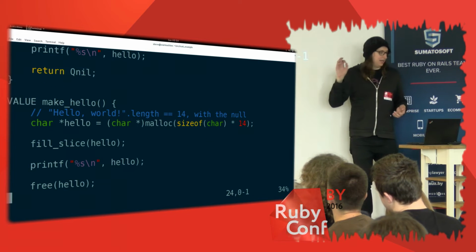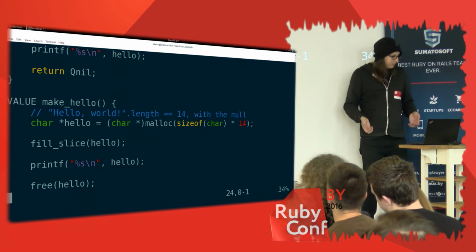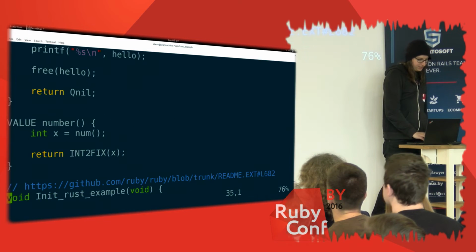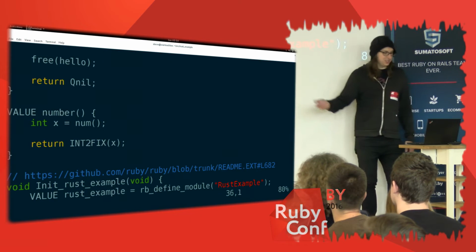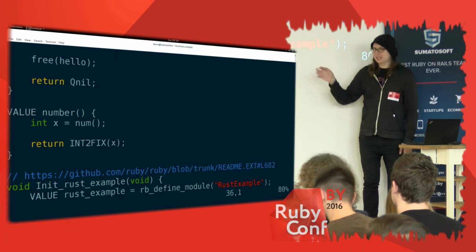Make hello does the same thing. It allocates a buffer of size 14. It calls this fill slice method, prints it out, and then frees that buffer. And then finally, number calls that num function to get that 5, and then calls int to fix to turn a C integer into a fix num.